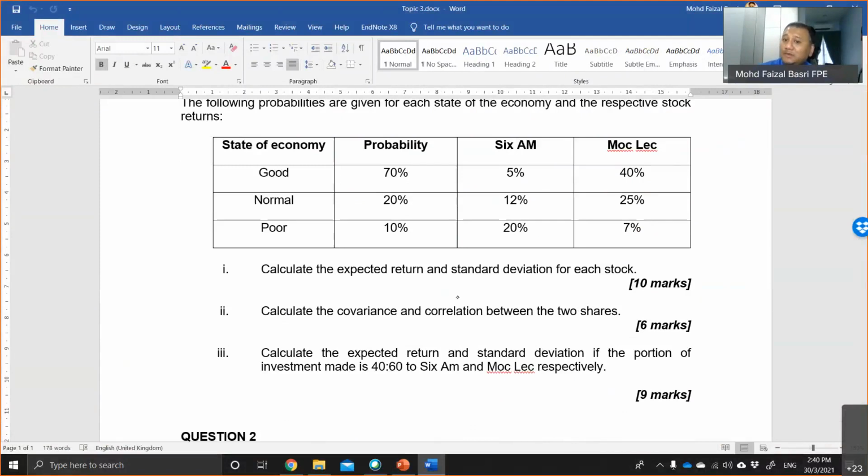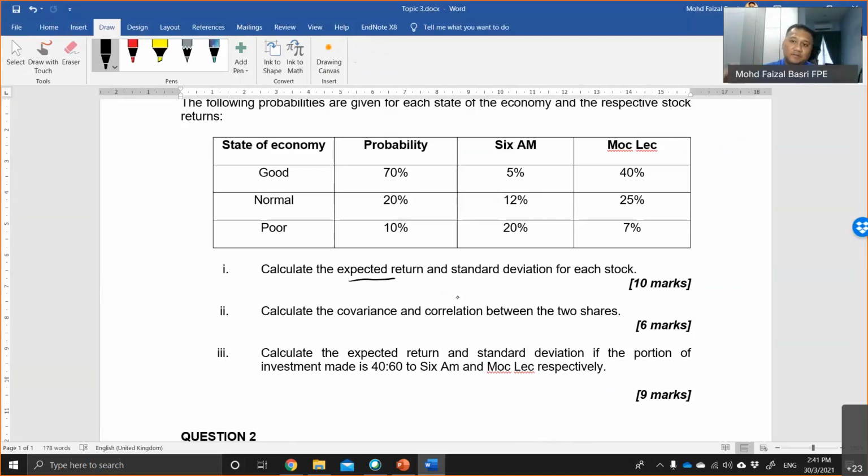So based on last week's lesson, what we need to do is find the individual ER, the ER for 6 AM and the ER for ML. That's what happens here for the first question: calculate the expected return for each stock. This is what we learned last week.